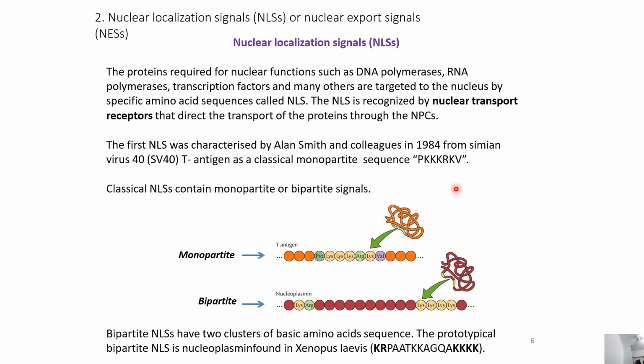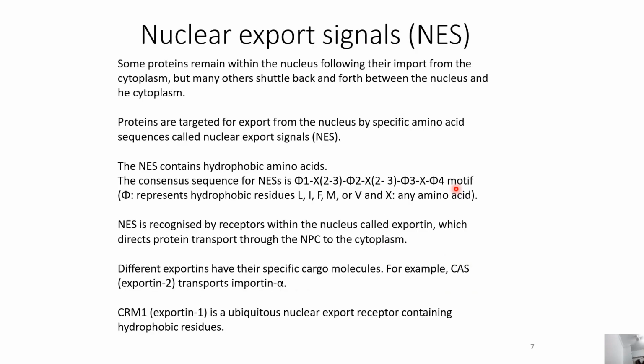The first NLS was characterized by Alan Smith and colleagues in 1984 from the simian virus SV40 large T antigen, as a classical monopartite sequence, PKKKRKV. The bipartite NLSs have two clusters of basic amino acids. The prototypical bipartite NLS is composed of nucleoplasmin.